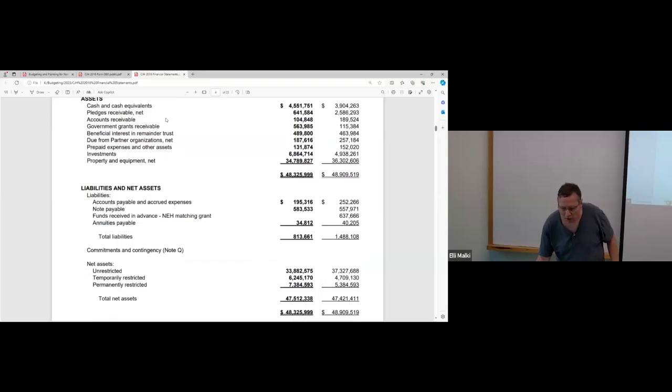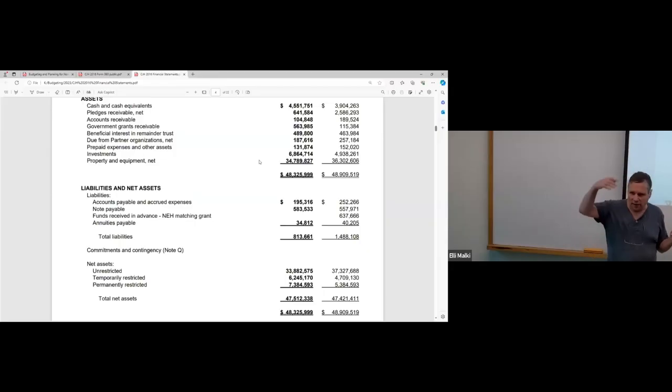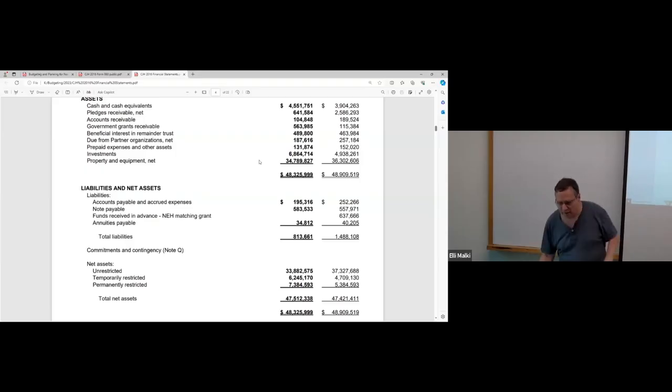Okay, so if we go to the actual financial statement, you can see the same figures. Investments, 6.864, and property and equipment net, 34,789,000. See here in the financial statement, it doesn't even show you the at cost and accumulated depreciation. Usually it is shown in a note at the report later on, but here we only see the net. Okay, so these are the same figures.